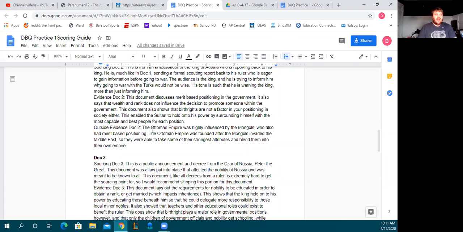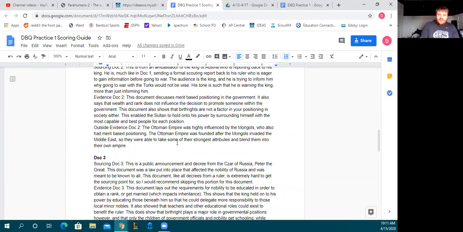For outside evidence, the Ottoman Empire was highly influenced by the Mongols, who also had merit-based positioning. The Ottoman Empire was founded after the Mongols invaded the Middle East, so they were able to take some of the strongest attributes and blend them into their own empire.